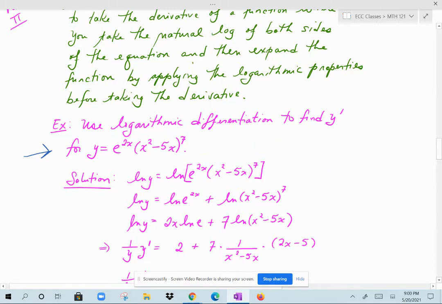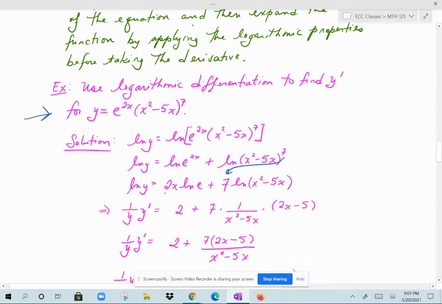Then I'm going to use the power law for logarithms, where you can put the exponent in front of the logarithm. So the 2x ends up in front of ln of e, and the 7 is written in front of ln of x squared minus 5x. Now you can further simplify because ln of e is equal to 1, so here you're really just dealing with 2x plus 7 times that logarithm.